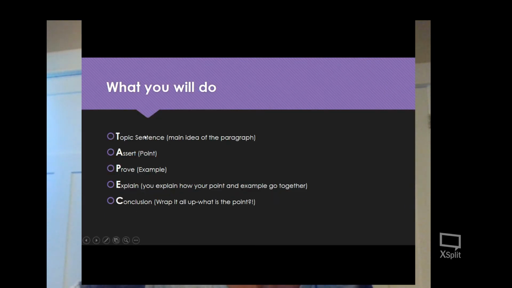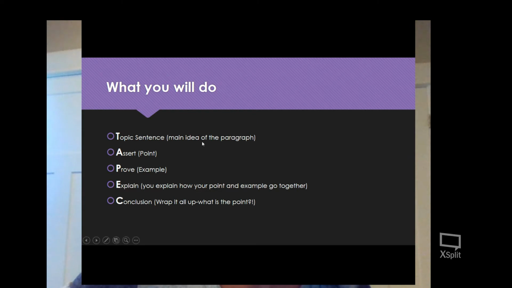Now, we've learned what APE means, which is assert, prove, explain. Now let's learn about TAPC. So, this is what you're going to do. T stands for topic sentence, which is a sentence which is the main idea of a paragraph. So when you're doing TAPC, this is a formula for writing. Each of these points right here is going to be a sentence, which makes up a paragraph. And I'll show you two examples.